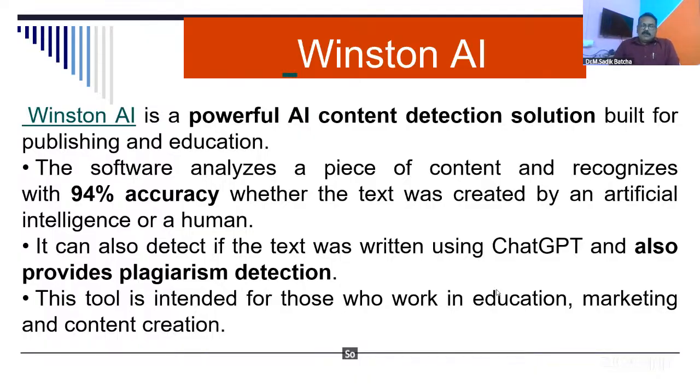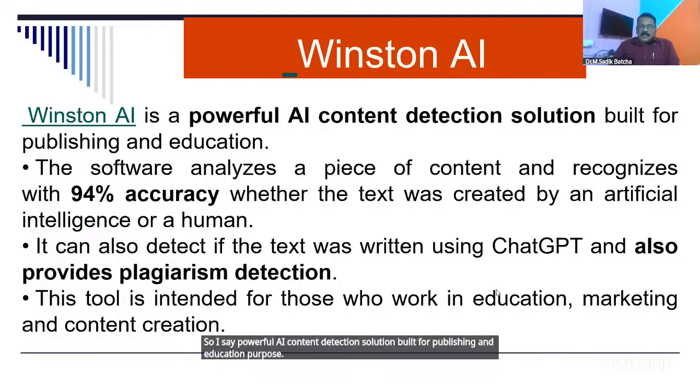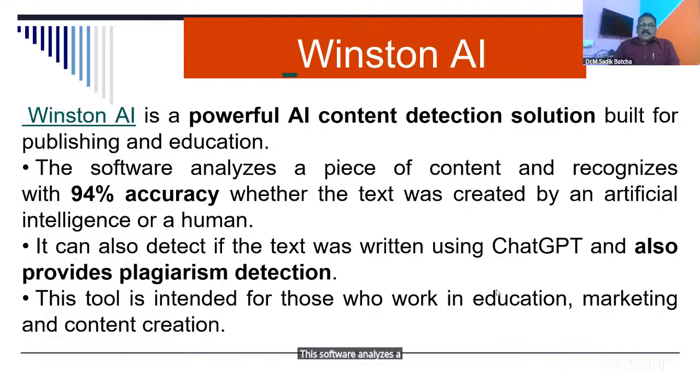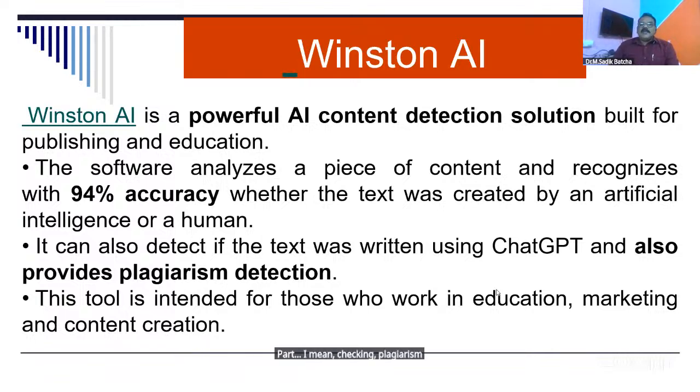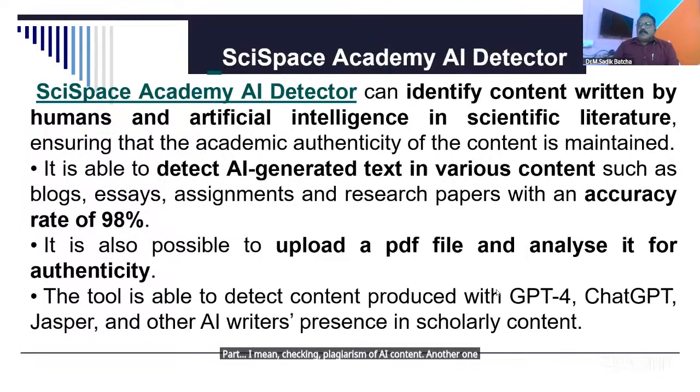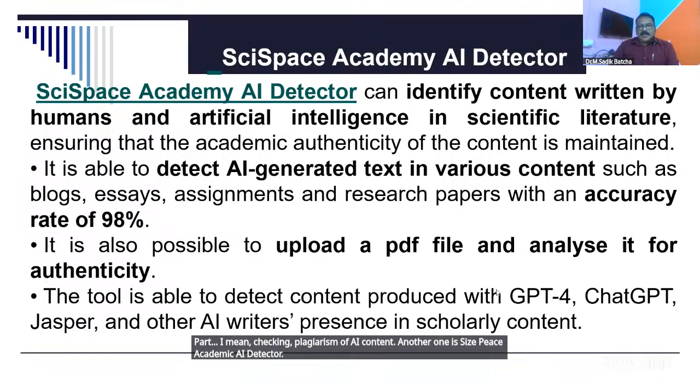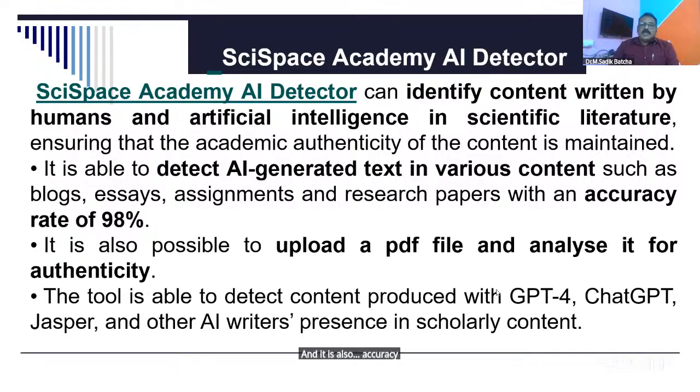It's a powerful AI content detection solution built for publishing and education purposes. This software analyzes a piece of content and recognizes with 94% accuracy whether the text was created by an artificial intelligence or a human. It also provides plagiarism detection. So Winston AI is the best tool I can suggest for checking plagiarism of AI content. Another one is the SciSpace Academy AI detector, and its accuracy is 98%, but we have to get the subscription.